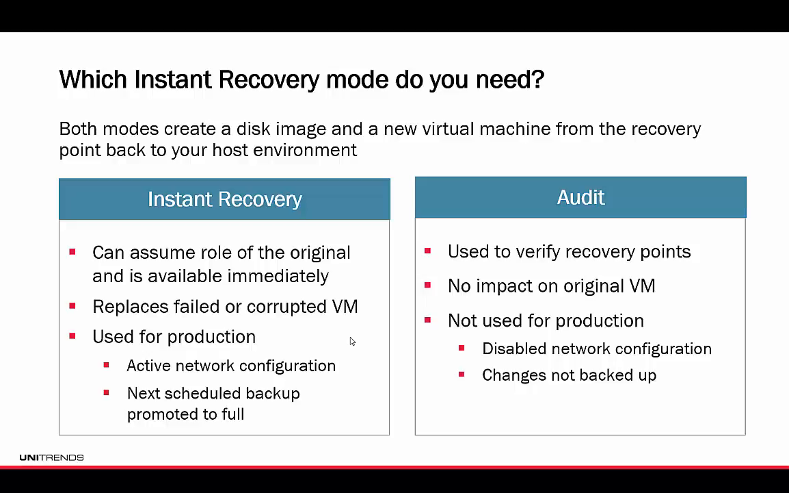And when we break down audit mode, it's kind of used to test this stuff. It's used to verify your recovery points. You go in and audit every once in a while, put it on a schedule. It only takes a few minutes to audit these things. There's no impact to the original VM, and it's not used for production. The network configuration is disabled, and the changes are not backed up. It just keeps running whatever schedule you have.